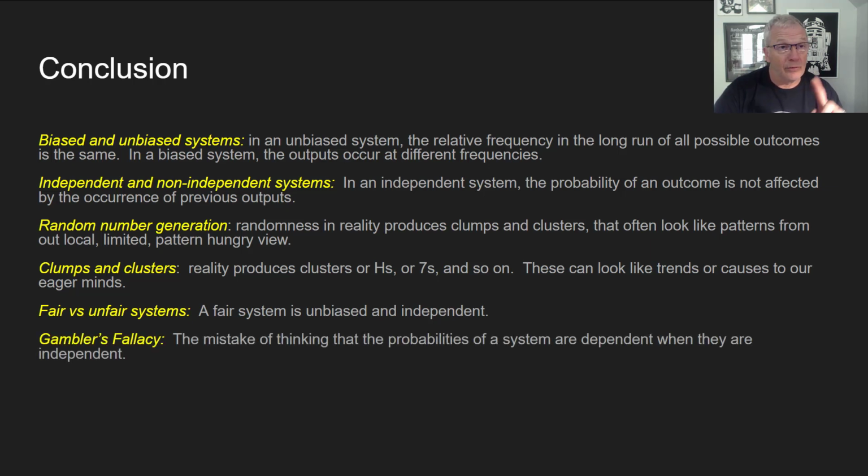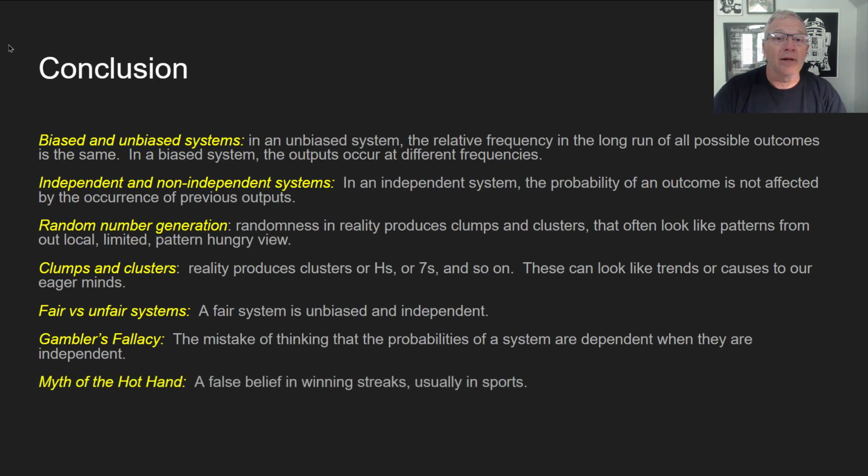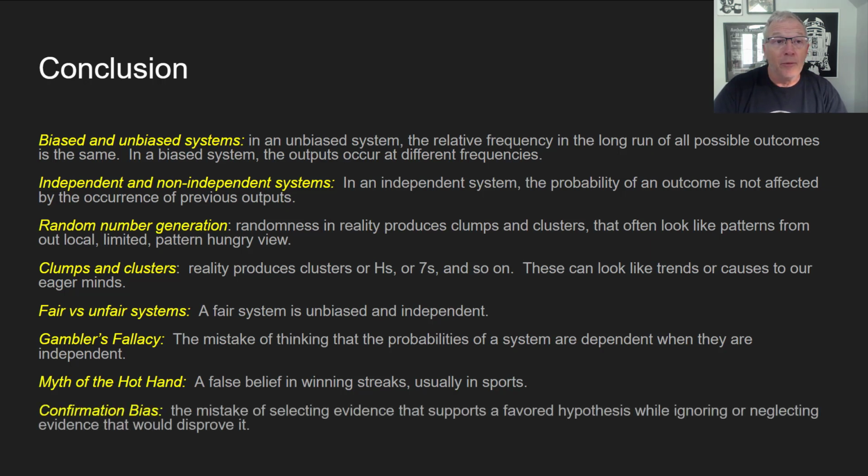Gambler's fallacy, then, just to remind us, now more formally defined, is the mistake of thinking that the probabilities of a system are dependent when they are independent. And then in the last lecture, we talked about the myth of the hot hand, and this is the belief in winning streaks, usually in sports. Confirmation bias, we talked about briefly in the last lecture. That's the mistake of selecting evidence that supports a favored hypothesis while ignoring or neglecting evidence that would disprove it. All right, and that's the end of our lectures on Hacking's Chapter 3.